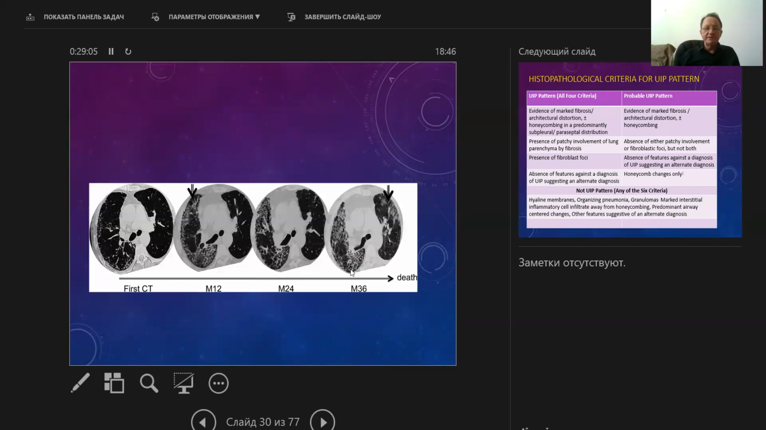And the natural history of IPF. On the first CT scan, you can see reticular abnormalities, subpleural predominance, then increased, and in 36 months, it leads to the death of the patient due to the fibrotic process in the lung.